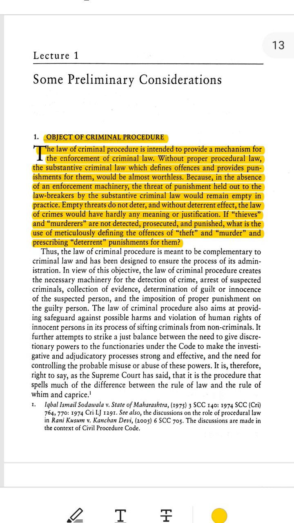All right, let's dive deeper into this in the simplest way possible. 1. What is criminal procedure? Criminal procedure is like a step-by-step process that tells us how to deal with someone who breaks the law.